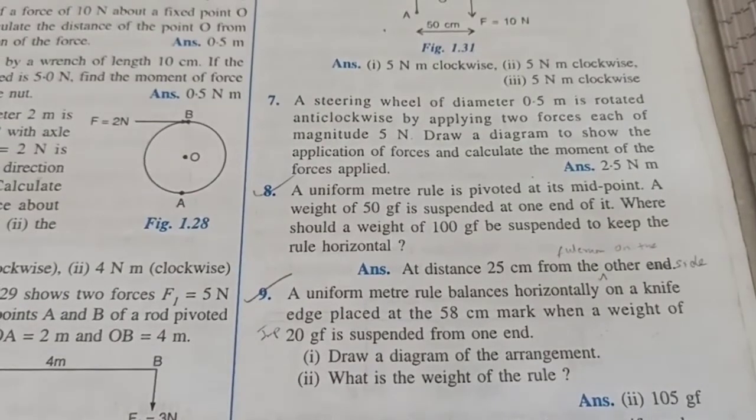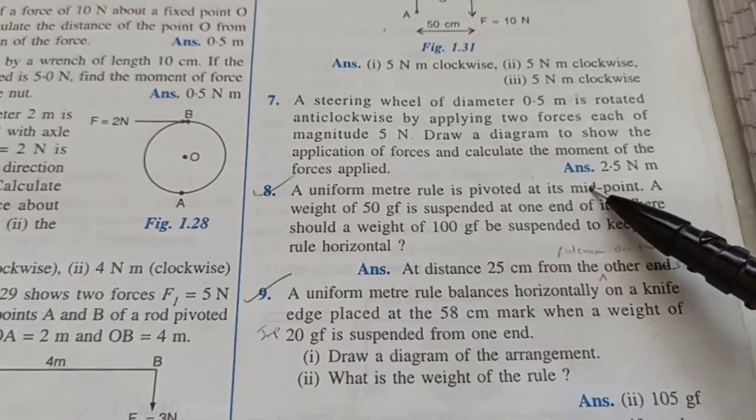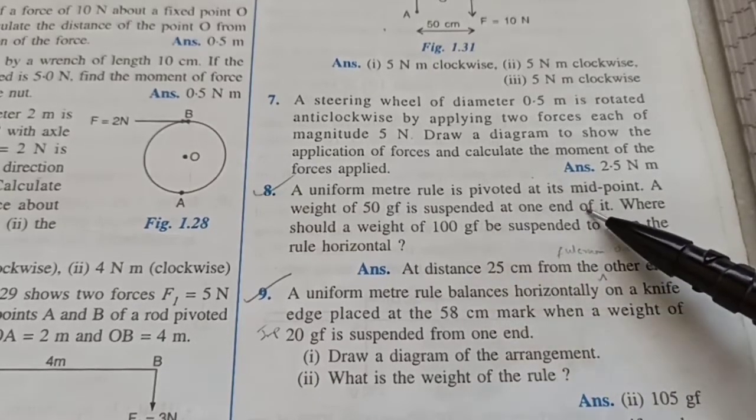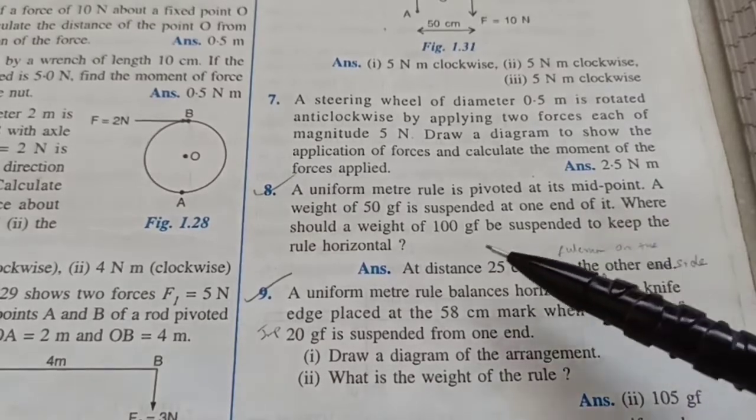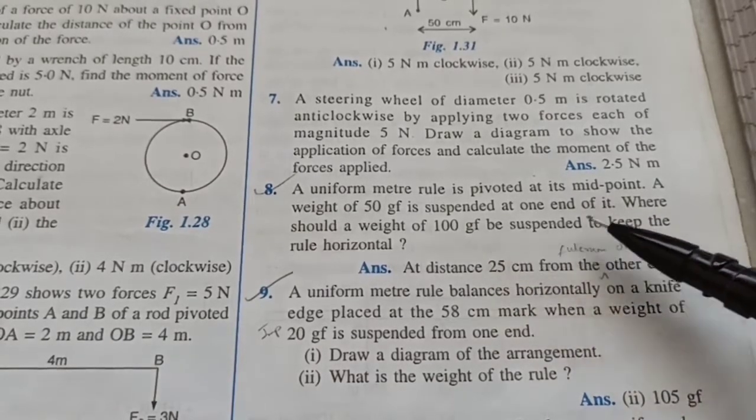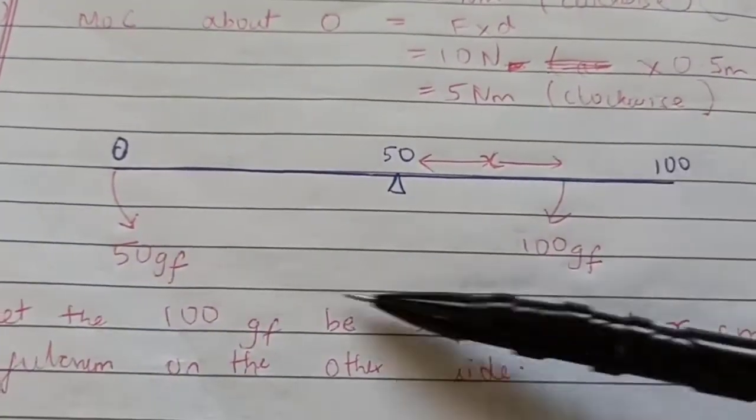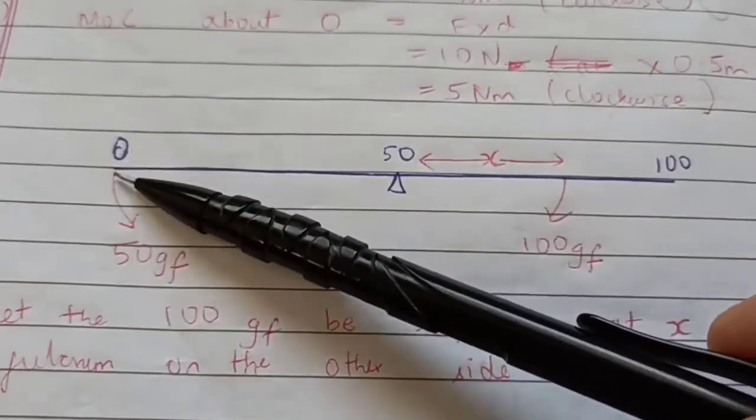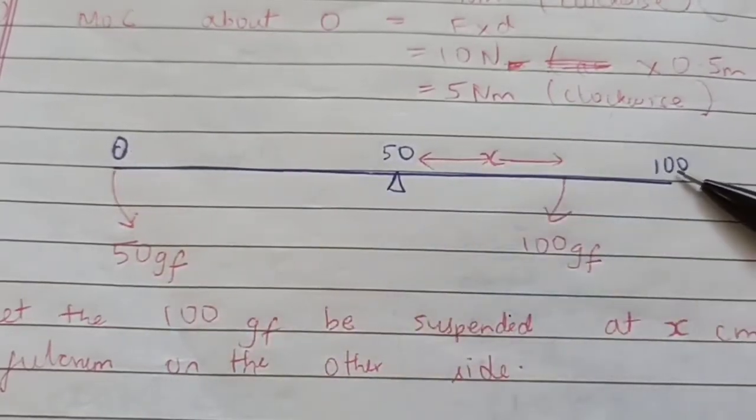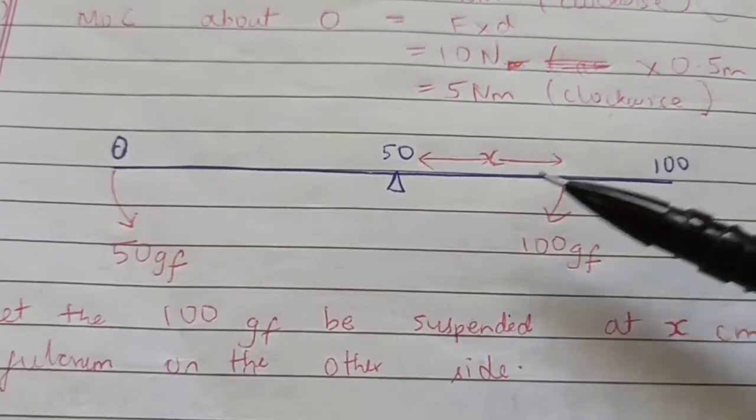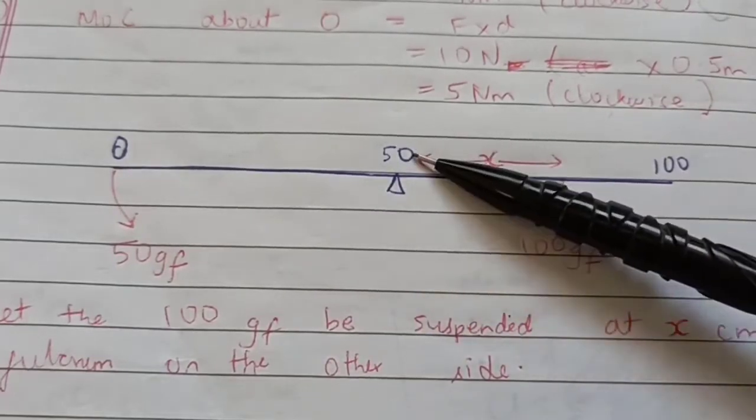Next, the 8th sum. A uniform meter rule. Meter rule means that the rule or the ruler is of 100 centimeter length. It is pivoted at its midpoint and a weight is suspended at one end. Where should a weight of 100 GF be suspended to keep the rule horizontal? That means to bring it in equilibrium. So first we have to draw the diagram. Here you can see I am assuming 0 centimeters to be on the left hand side and 100 centimeters on the right hand side. The pivot is at the center, which is 50 centimeter mark.